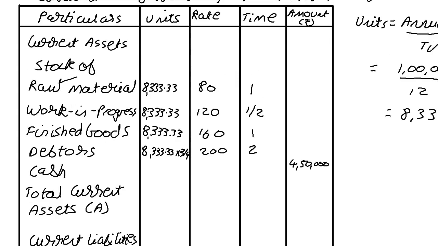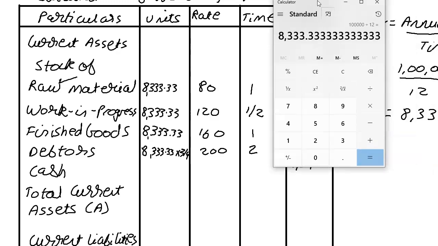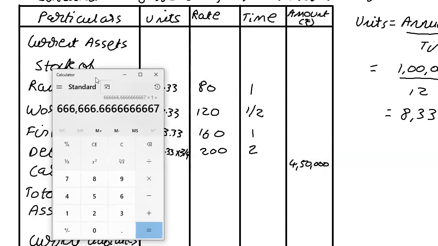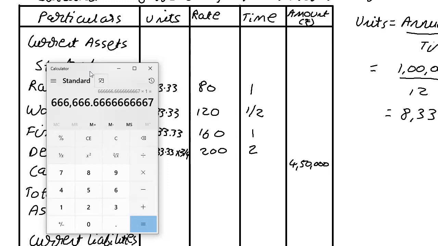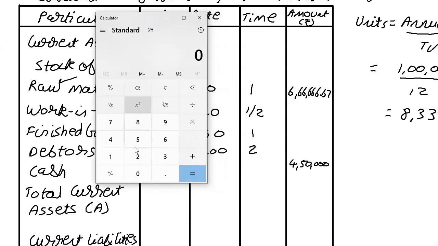Okay, and that can be found by taking 8,33,333.33, into 80 into 1 for this first one. Okay, so 6,66,666.67. Right, yes, it's a little irritating where we have decimals. Okay, 6,66,666.67. Then we repeat the same thing, and I'm going to do it again.